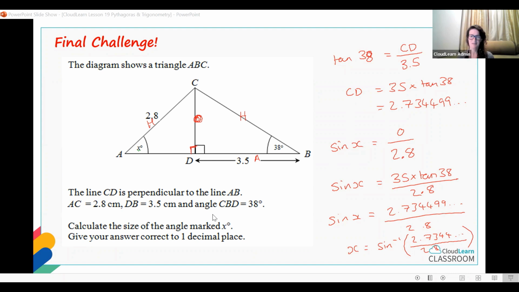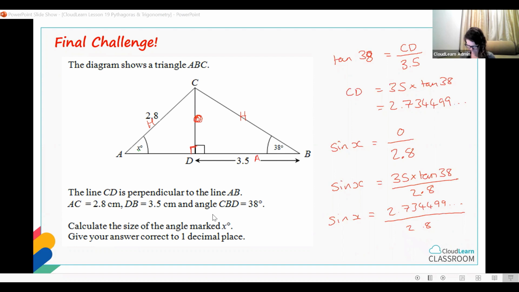I've just keyed that into my calculator. So I'm actually going to use the answer button. I'm pressing sine inverse, and I'm going to put my fraction in. I'm going to use my answer button and then divide it by 2.8. Using that answer button, it stores that whole number into my calculator. So I'm getting an answer of X equals 77.582.